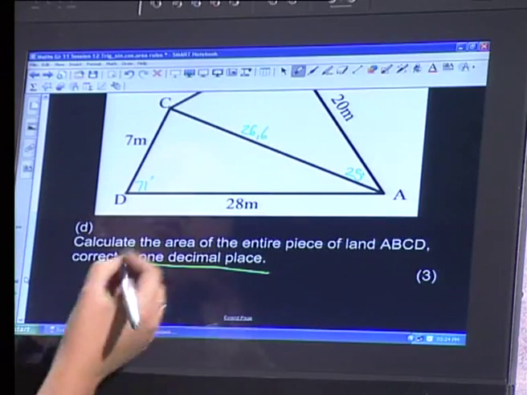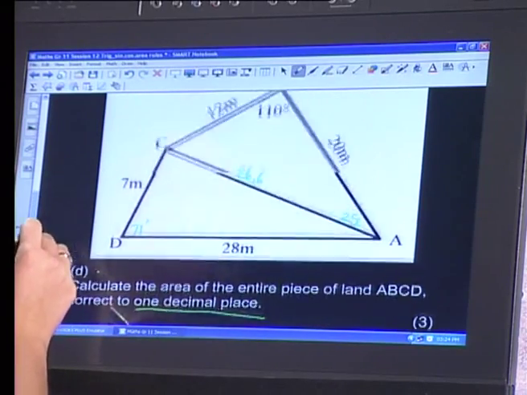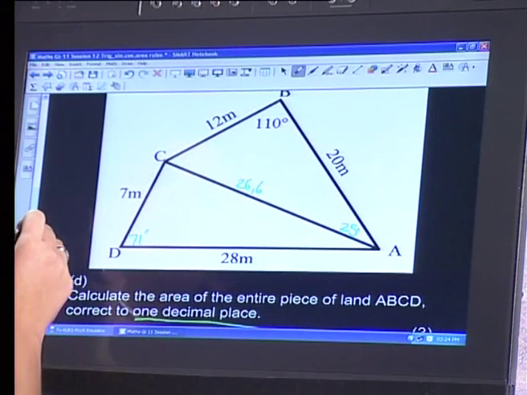Be considerate and notate your work nicely so that your marker can see exactly what it is that you're doing. What I mean by that is, don't just write "area." What area are we going to look at? So the first one, let's do the area of triangle ABC.